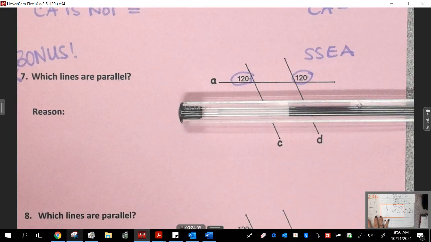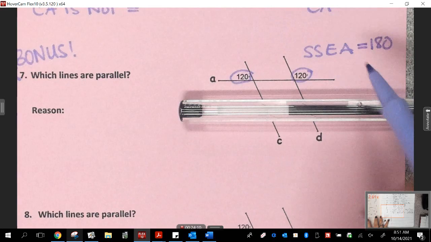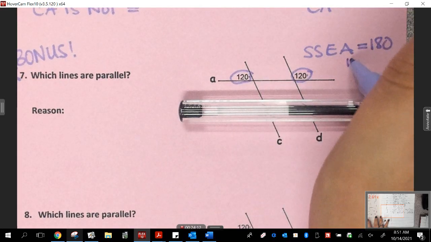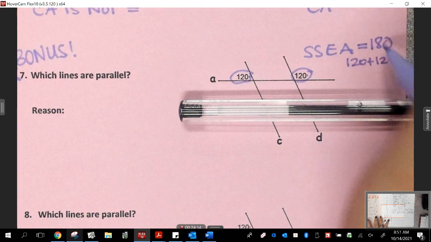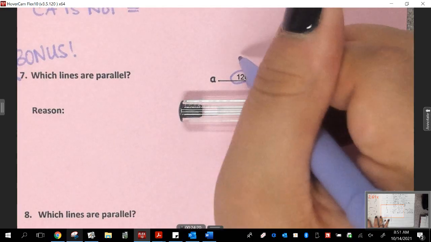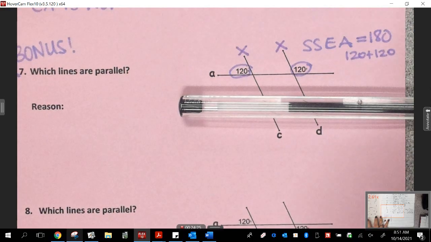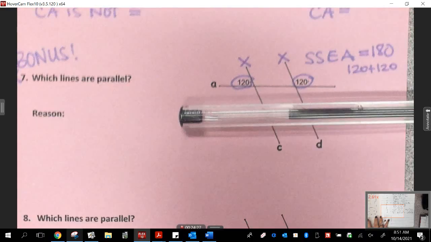SSEA, is it congruent or supplementary? Supplementary. It equals 180. Is 120 plus 120 equal 180? What does it equal? 240. You can answer my questions. You can talk when you answer me. Just don't talk about other stuff.